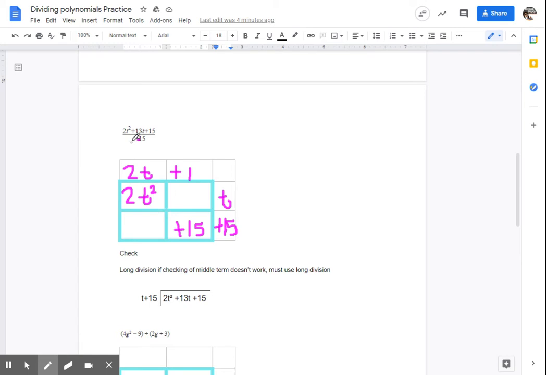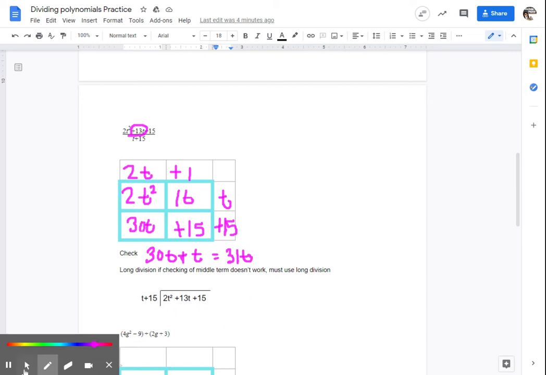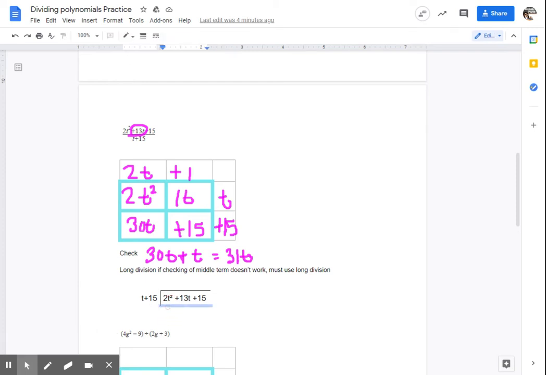So now I'm going to check to see if the middle term works. 1t and 30t. That would be 30t plus 1t, which equals 31t. That does not match this middle term right here. So that means that this is not evenly divisible. I said it backwards. So that means I need to divide here. I need to figure it out by using long division.